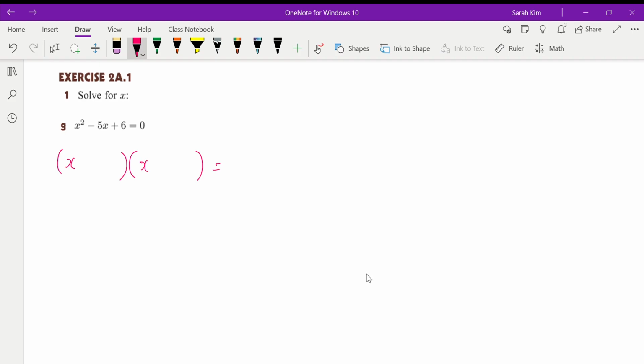Okay, that one's not too hard. In order to get 6, I look at the product. Okay, I write all of my options down. So 1 times 6 or 2 times 3 as my options.